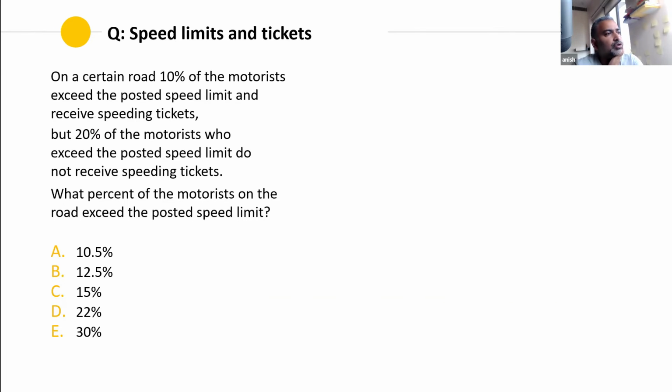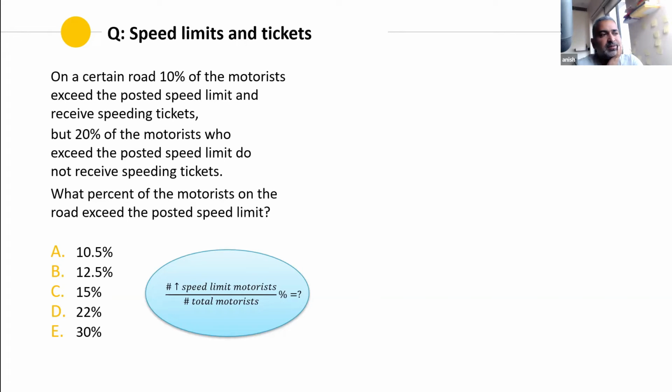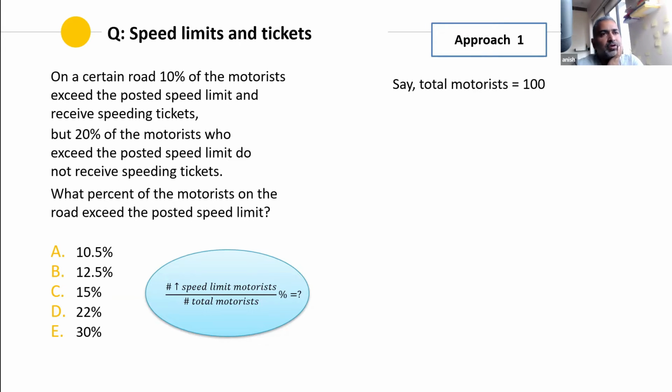All right. So what's the question? What percent of the motorists on the road exceed the posted speed limit? So basically, number of motorists who exceed the speed limit divided by total number of motorists as a percentage. That's what I have to figure out. Now let's say total motorists is 100.